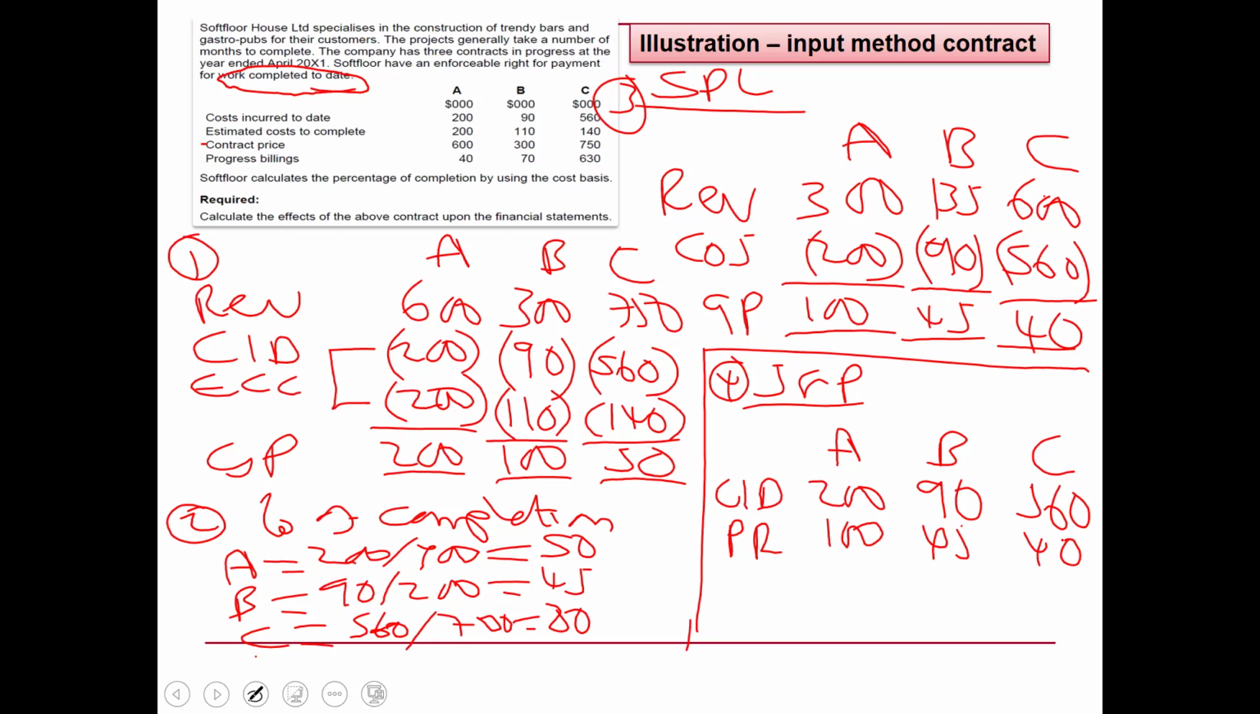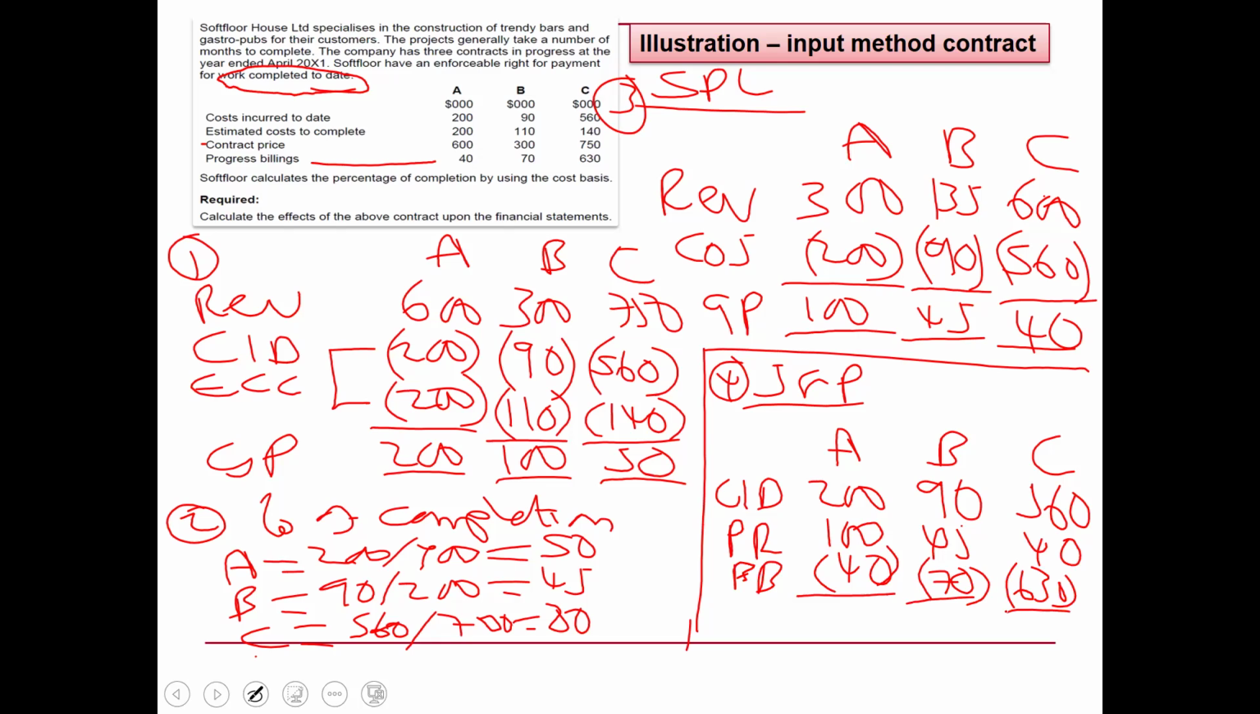Now we need to determine how much we have received so far, because what we have received is going to be covering what we are entitled to. We are told that progress billings are these amounts. We have already billed the customer 40 for contract A, which means we've already received 40 for contract A. We've already received 70 for contract B, and 630 for contract C.